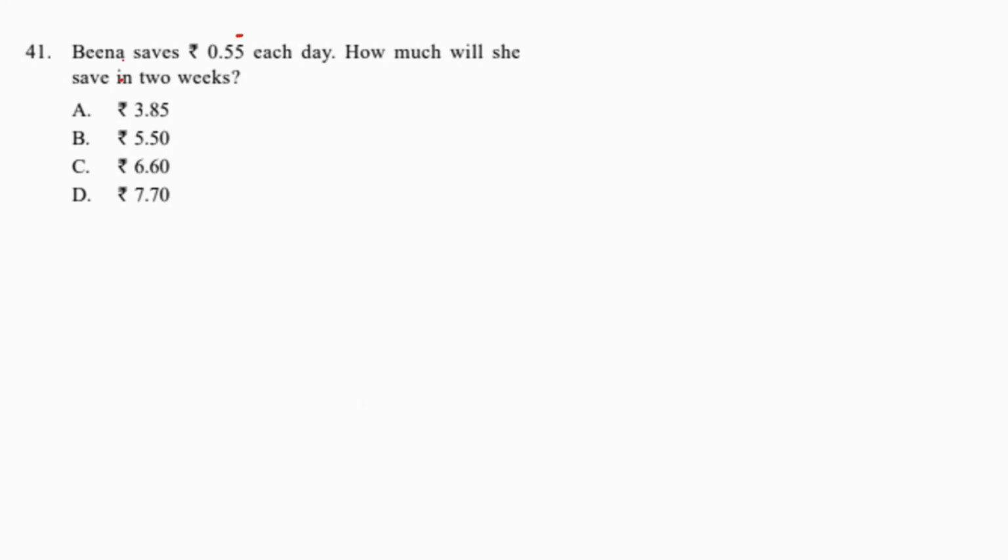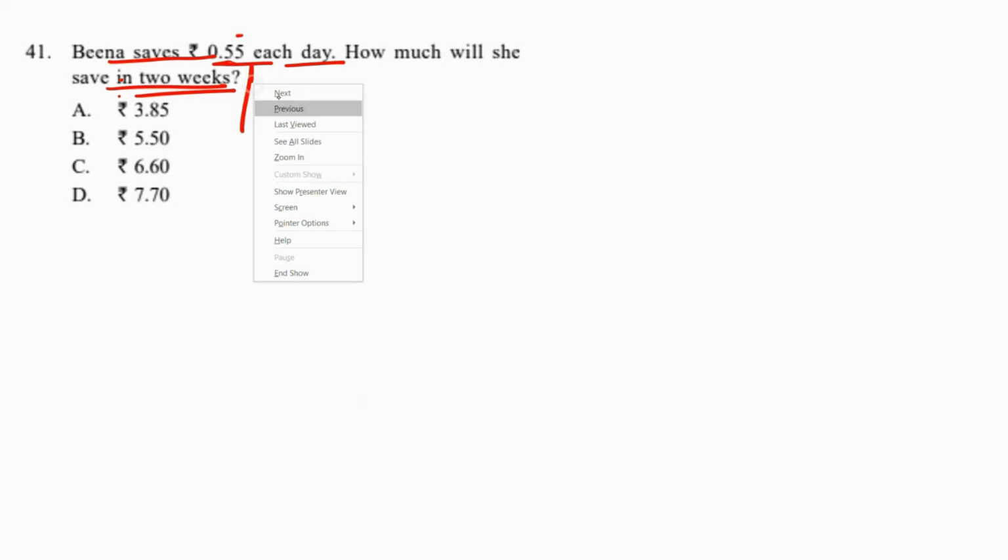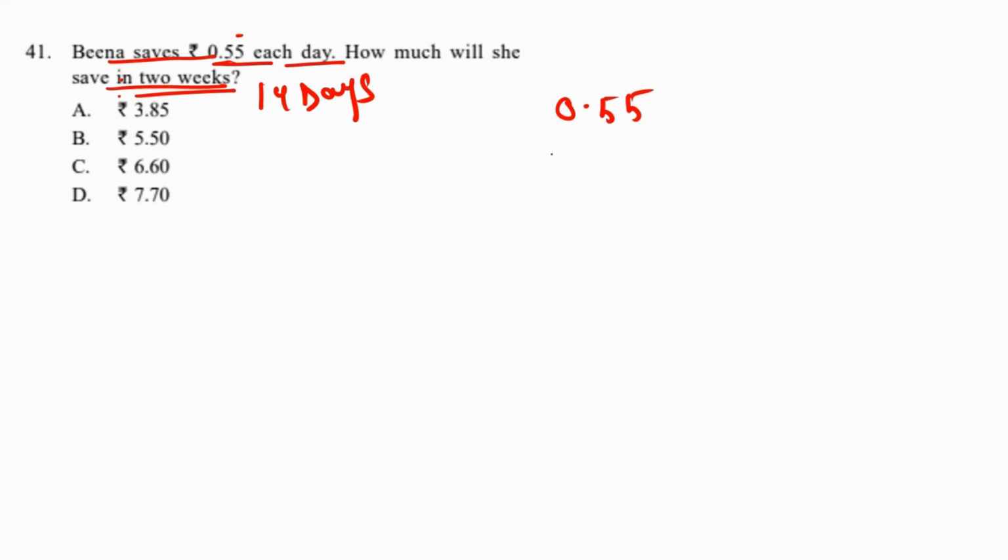Next, question number 41. Veena saves 0.55 each day. So how much will she save in 2 weeks? 2 weeks is equivalent to 14 days. So if in 1 day she is saving 0.55, in 14 days you need to multiply by 14.